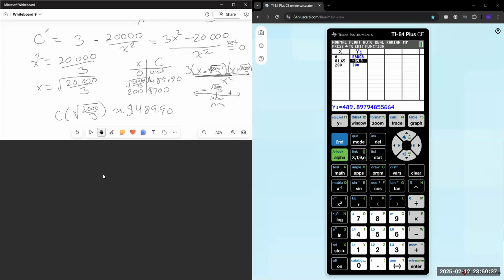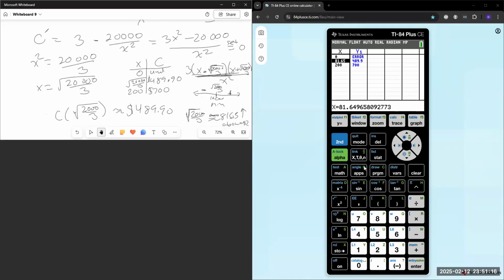And now I can't produce root 2000 over 3 exactly, so I'm going to have to round this because it's 81.65. We're going to have to round that up to be about 82. So that's going to be where our minimum cost is going to happen.